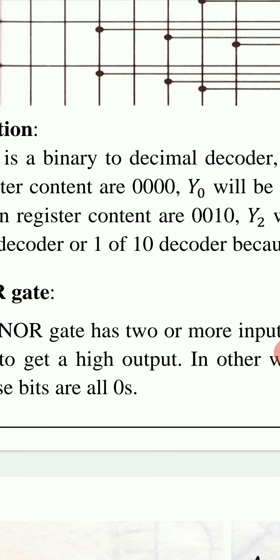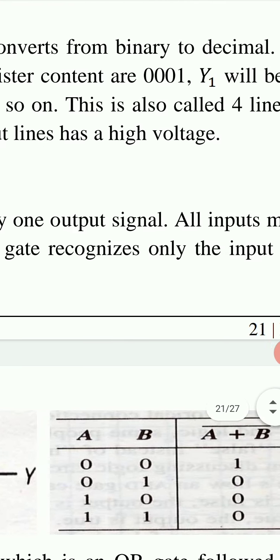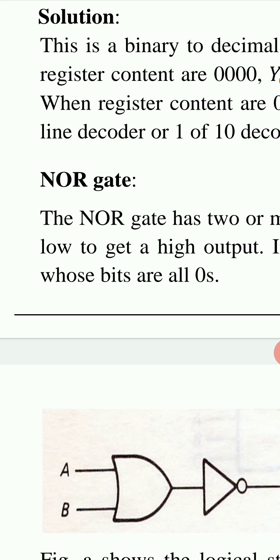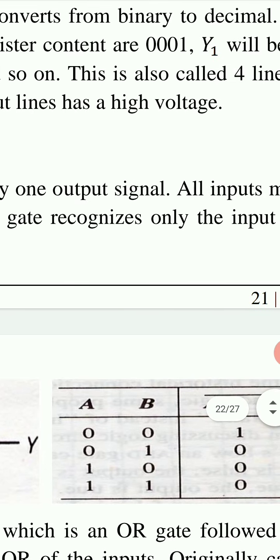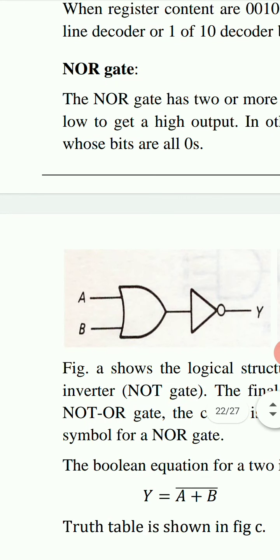We can find a decimal number corresponding to a binary number from this circuit. This is also called a 4-line to 10-line decoder or 1 of 10 decoder, because 1 of 10 output lines has a high voltage. Now there are 3 basic logic gates, that are NOT gate, OR gate and AND gate.